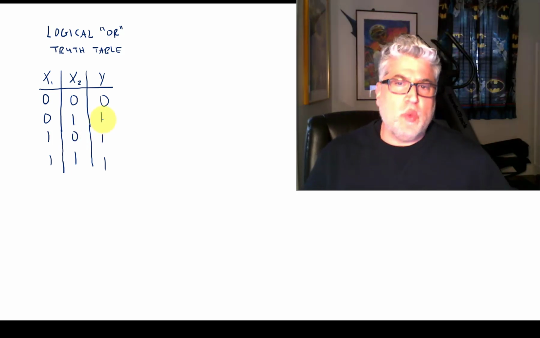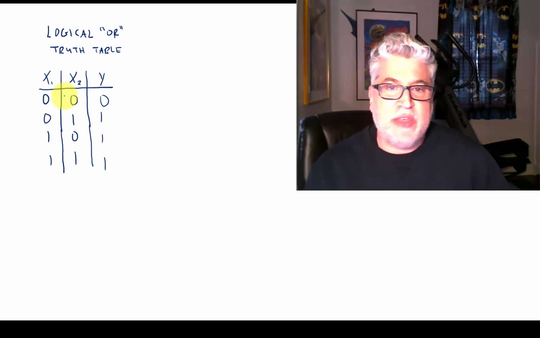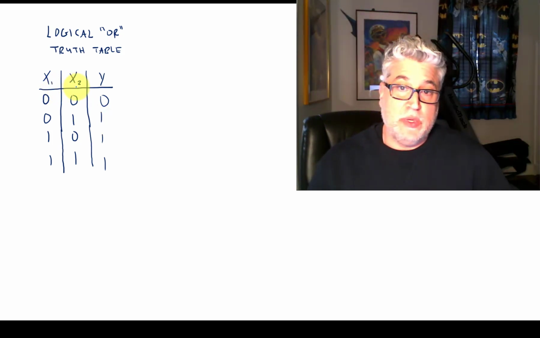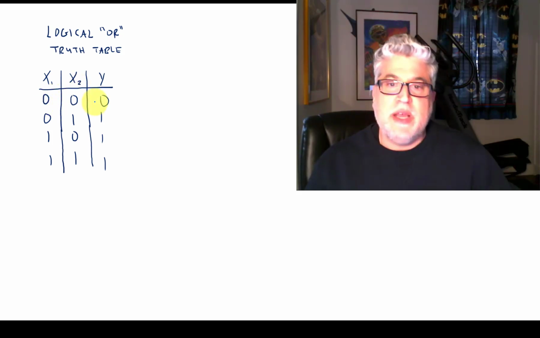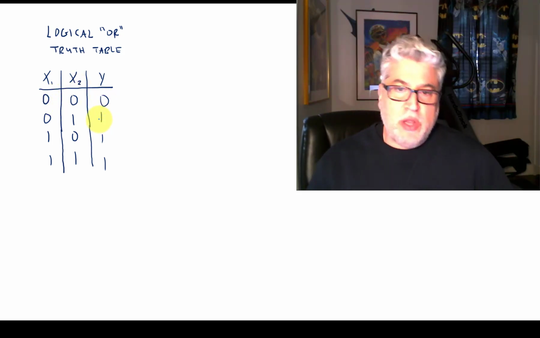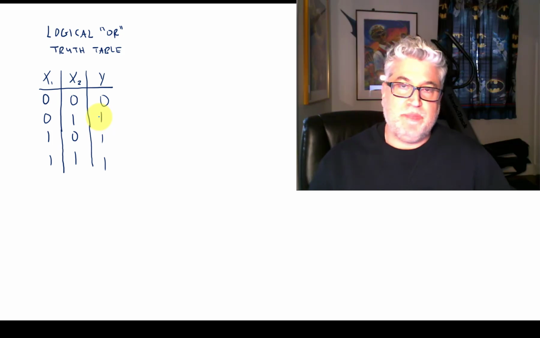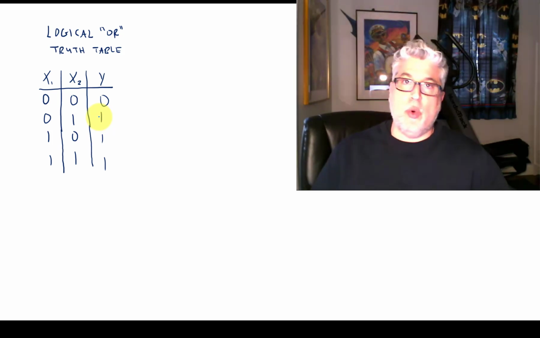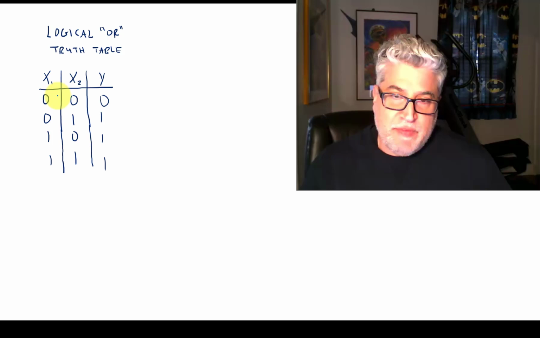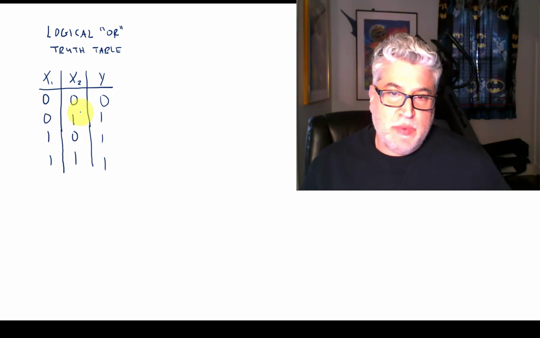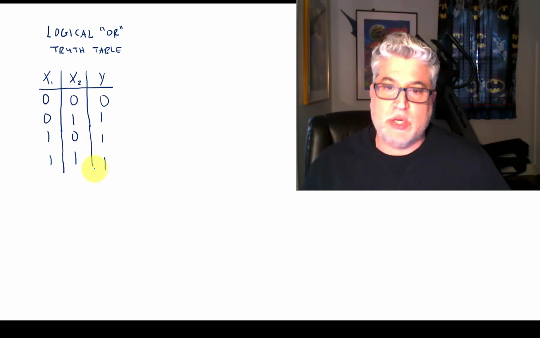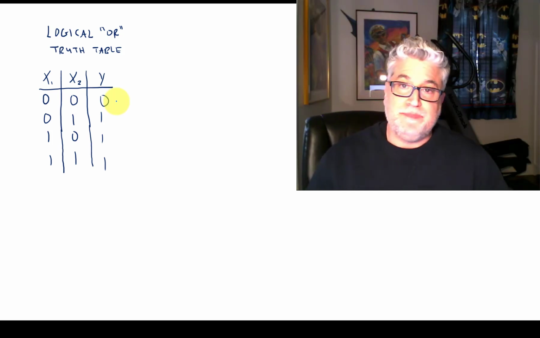The only case where we're not going to get a true is when neither x1 nor x2 are true. In other words, when x1 and x2 are both false, then y is false. But in all other cases where at least one or the other or both are true, we're going to get a true statement. That's what we mean by a logical OR function. Given any one of these sets of inputs, we should be able to get the corresponding outputs.